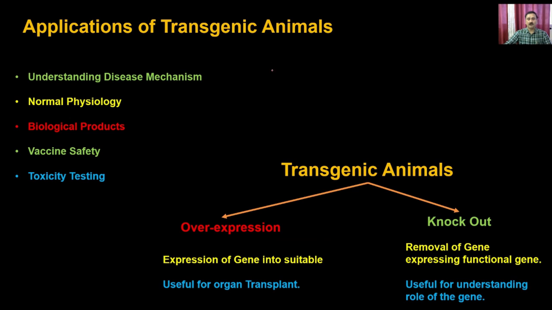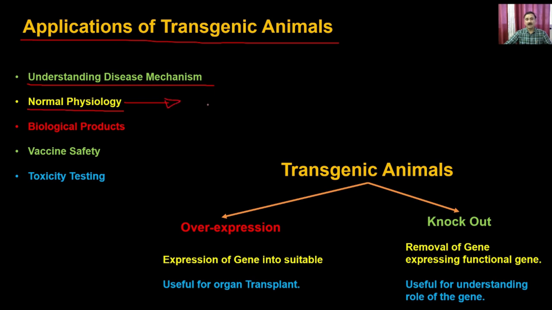So this is all about the different types of transgenic animals and how you can generate them. And once you have generated the transgenic animals, you can utilize them for different purposes. For example, you can use them for understanding the disease mechanism. You can also use them to study normal physiology, like normal blood clotting and other kinds of physiology. Then you can also use them for producing different types of biological products.